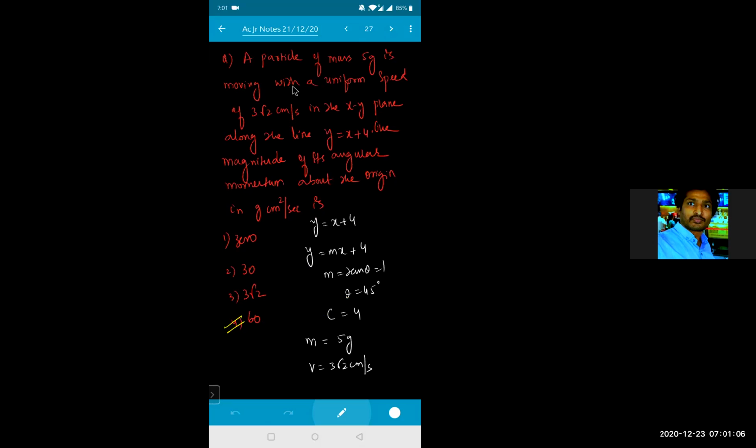So this one. A particle of mass 5 gram. Particle of mass how much? 5 gram is moving with a uniform speed of how much? 3 root 2 centimeter per second, in the xy plane, along the line y is equal to x plus 4.